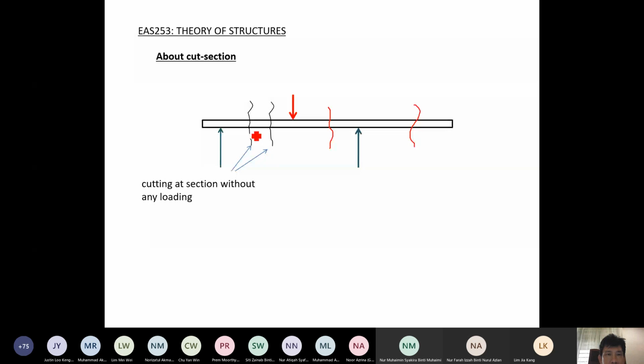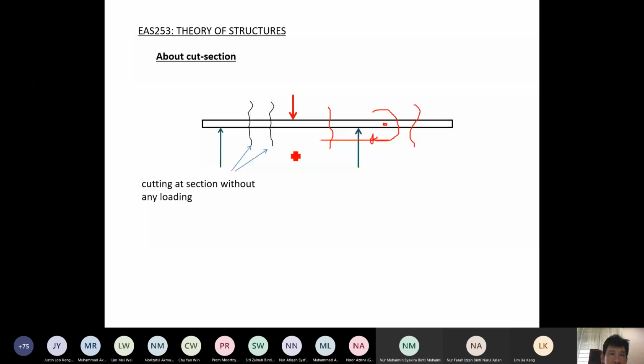This is a loading and this represents support. So it can also represent a kind of loading here, and it can also be a concentrated moment acting at a particular point. So what I'm trying to say here is the cut section can be a cut through a location where there is no loading whatsoever, and it can also be a cut where there is a loading. So how do we differentiate between these cut sections?